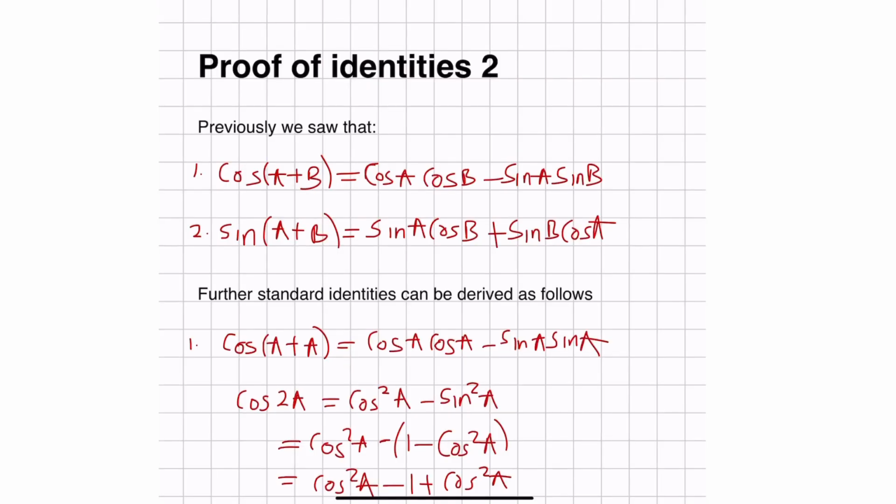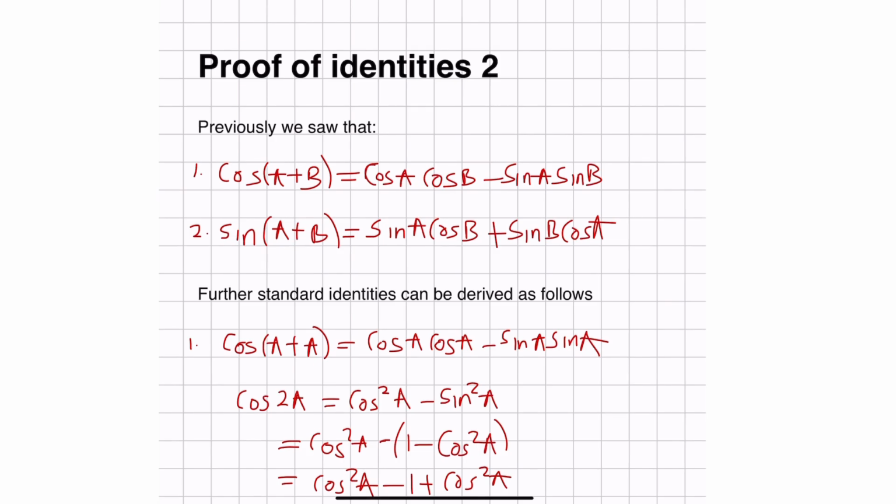This is the second video on proof of identities. We are just continuing, making sure that we understand the standard identities that we have, so that we find it very easy to apply them when we start to give examples and solve them.